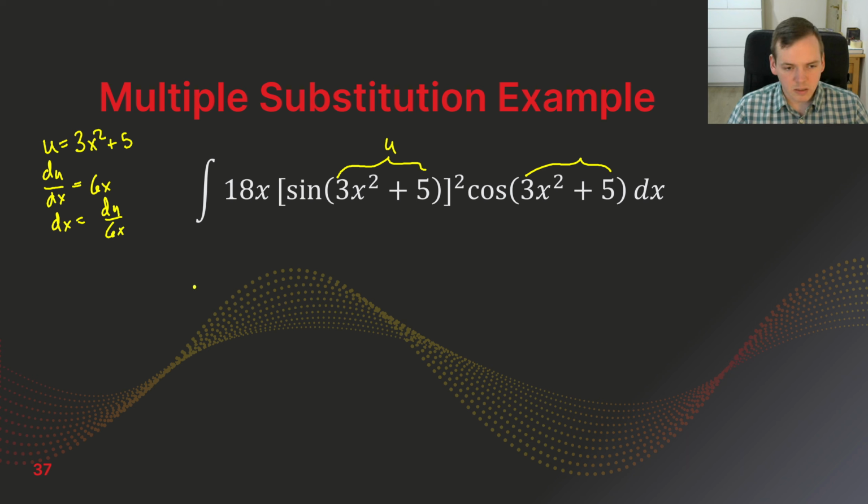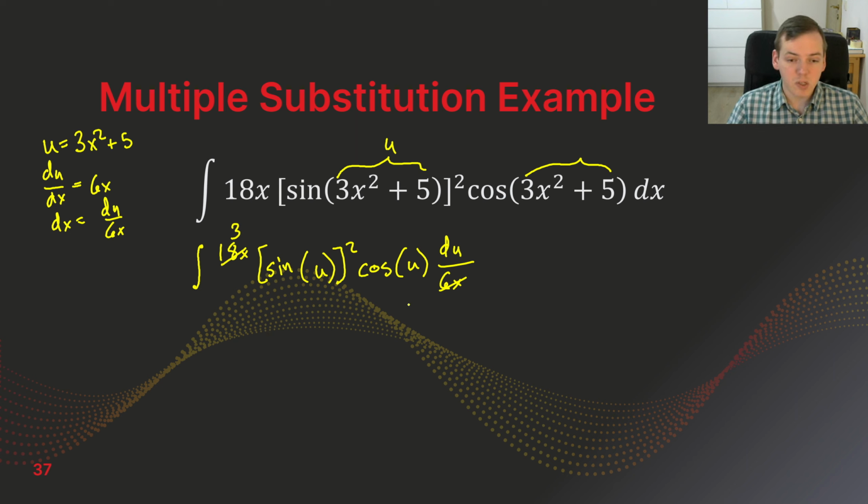And that means I can do a substitution here and I get 18x times sine squared of u times cosine of u times du over 6x, and you'll notice conveniently the 18x and the 6x cancel, giving me 3. So that means this was a u substitution that was useful. I got rid of all my x's, and that's what you're looking for whenever you do a substitution: do you get rid of all of the variable you had before.